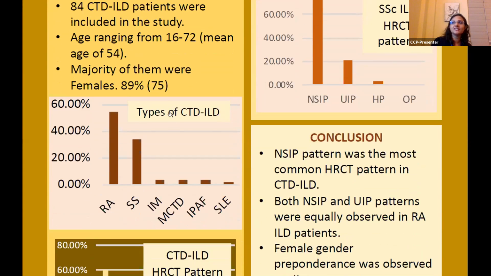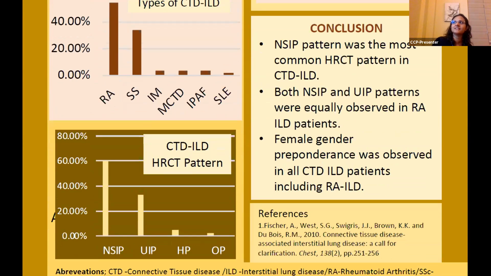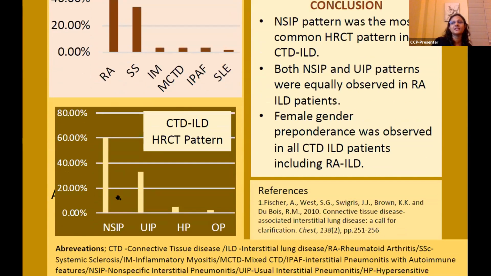As you can see in this chart, the types of CTD-ILDs were distributed like this. The majority were in the rheumatoid arthritis group, followed by systemic sclerosis, and we found SLE patients also with ILD, even though it's rare, and inflammatory myositis, mixed connective tissue disorder, and IPF patients, which is newly introduced in this group. And this is the HRCT pattern. The most common pattern was NSIP, that is non-specific interstitial pneumonitis, followed by UIP. And we have observed organizing pneumonia and hypersensitivity pneumonitis patients as well in our group.